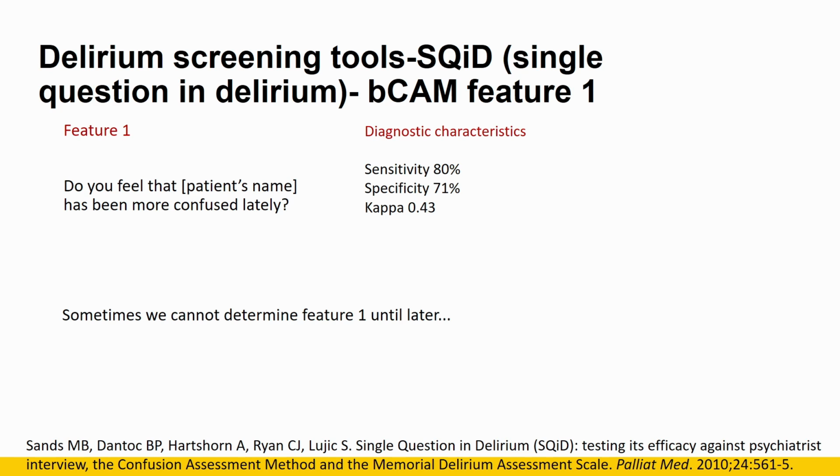This is a very simple question, but it has a sensitivity of 80%, specificity of 71%, and a moderate kappa for predicting delirium. Keep in mind that Feature 1 is sometimes difficult to assess when there is no collateral information.